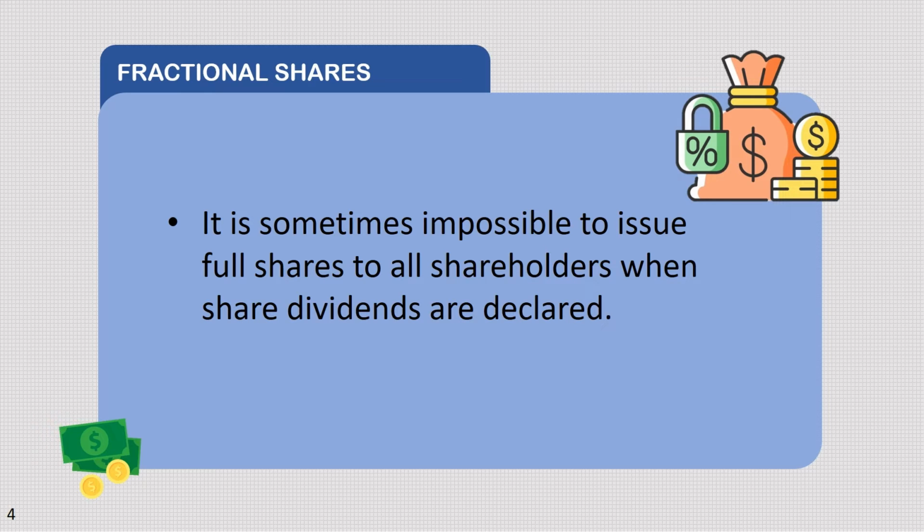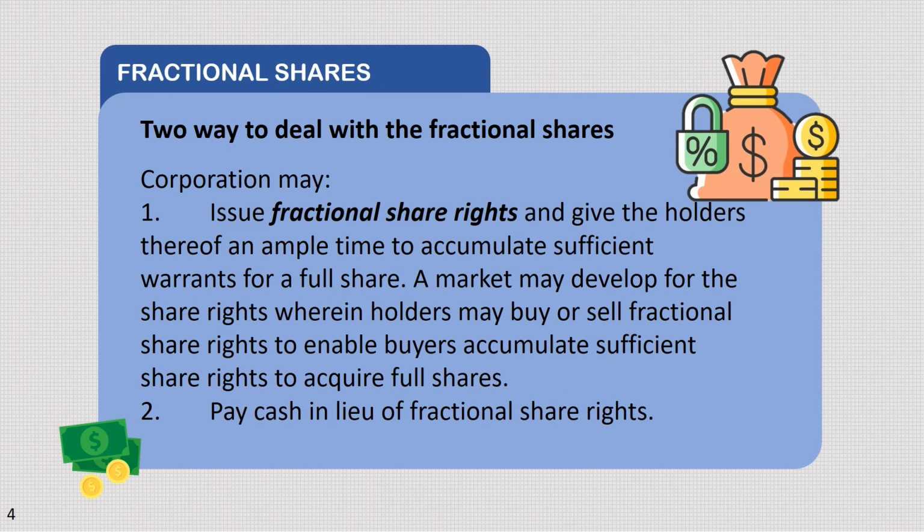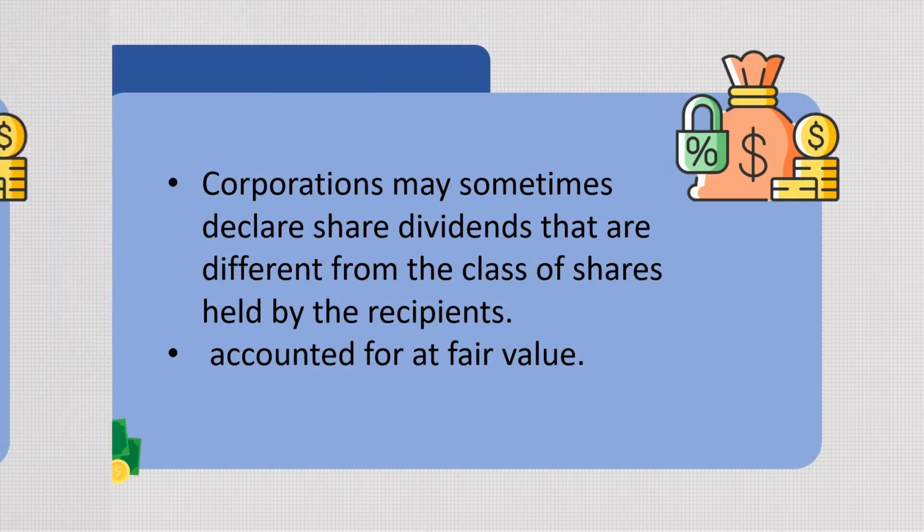Fractional shares. It is sometimes impossible to issue full shares to all shareholders when share dividends are declared. So there are two ways to deal with fractional shares. First, the corporation may issue fractional share rights and give the holders thereof ample time or a grace period to accumulate sufficient warrants for a full share. A market may develop for the share rights wherein holders may buy or sell fractional share rights to enable buyers to accumulate sufficient share rights to acquire a full share. And second, pay cash in lieu of fractional share rights.